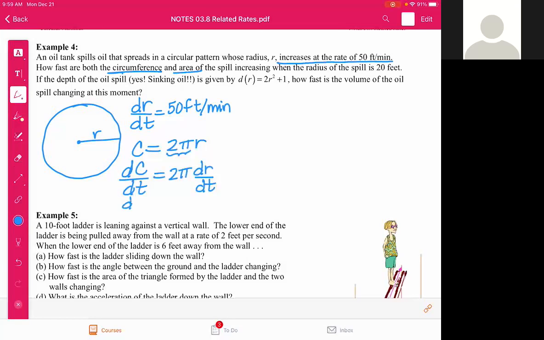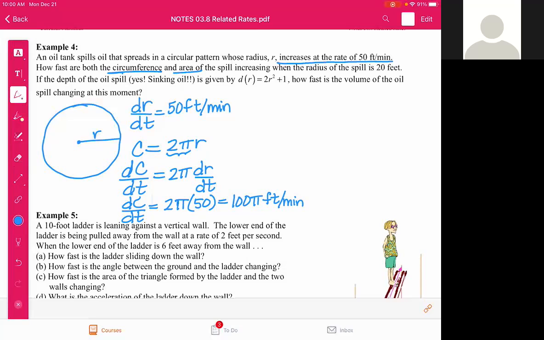Okay, so dC/dt is going to equal 2 times pi times that dr/dt that we were given, which is 50. Your most exact answer is going to be in terms of pi, so let's just go with that. 50 times 2 is 100, so this would be 100 pi, and this is describing circumference, which is around the outside, so that's a linear measurement. So this is going to be 100 pi feet per minute.